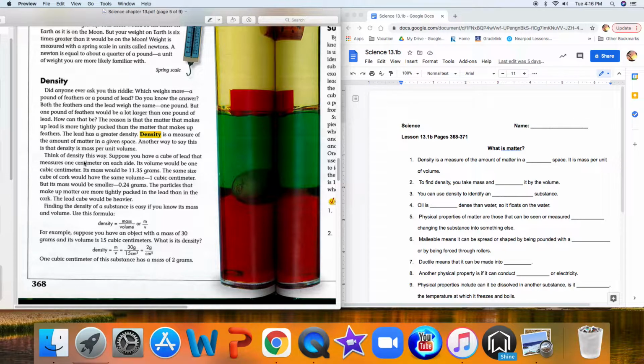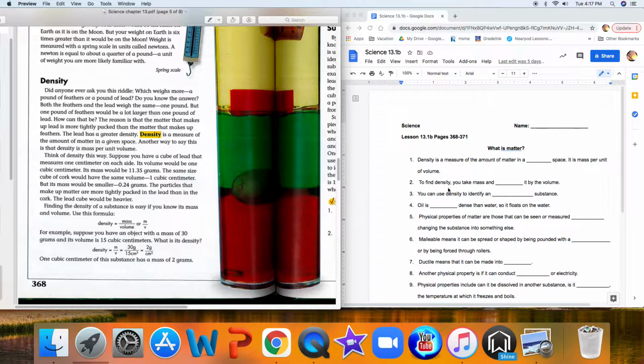Suppose you have a cube of lead that measures 1 centimeter on each side. Its volume would be 1 cubic centimeter. Its mass would be 11.5 grams. The same size cube of cork would have the same volume, 1 cubic centimeter, but its mass is only 0.24 grams. The particles that make up matter are more tightly packed in lead than they are in cork. The lead cube would be heavier. Okay? Finding the density of a substance is easy if you know the mass and the volume. You use the formula: density equals mass divided by volume.